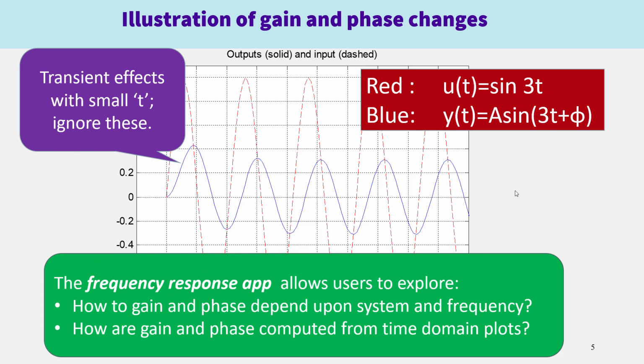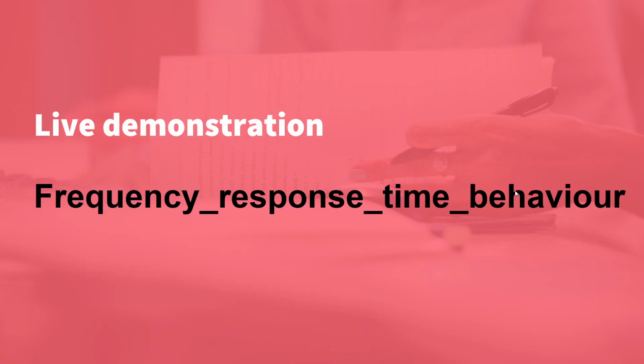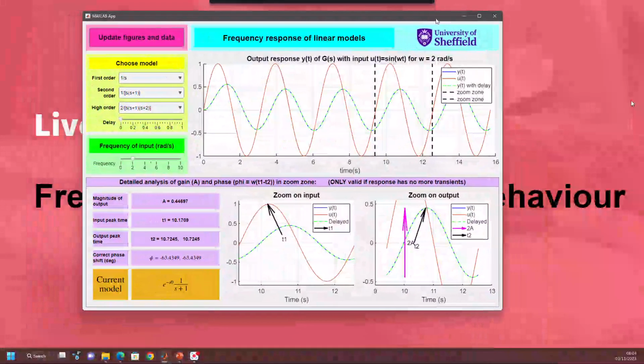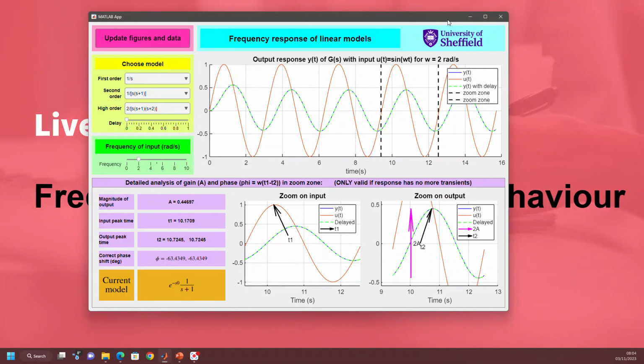So the frequency response app allows users to explore this then. How do gain and phase depend upon both the system and the frequency? And how are they computed from time domain plots? Let's show you the app then. So we'll go over here to this screen and bring it in. So here's the app. Hopefully you can all see that clearly enough.